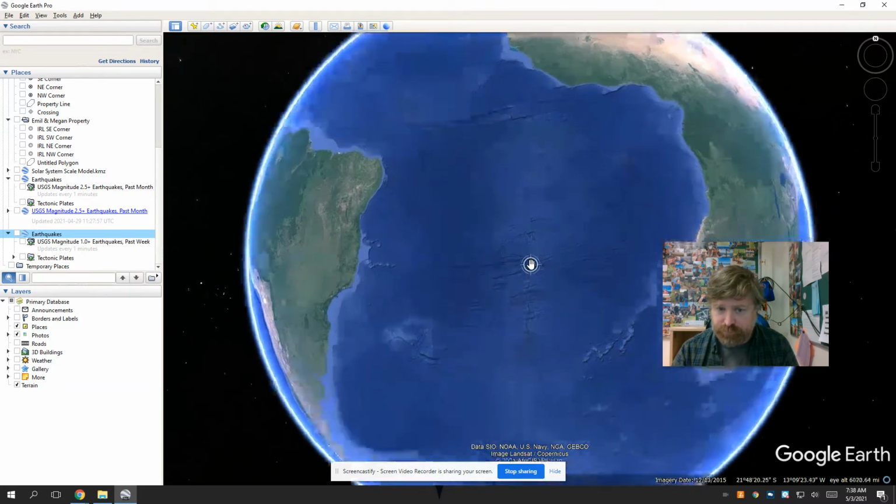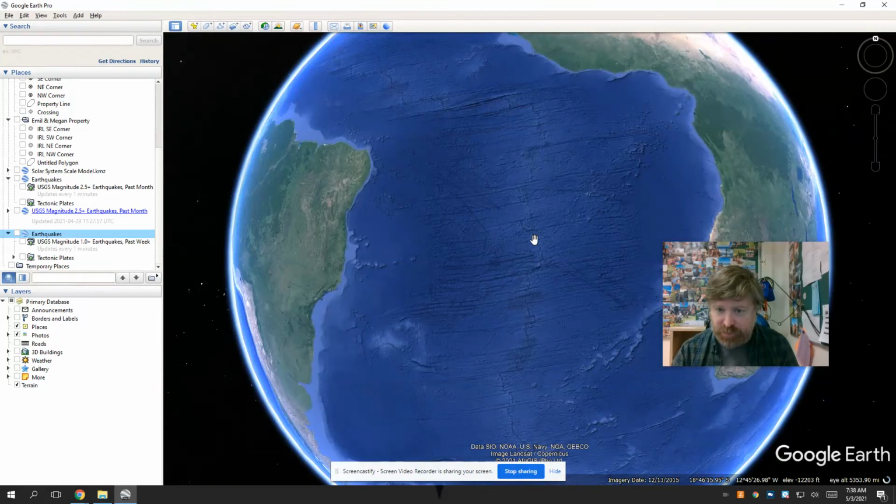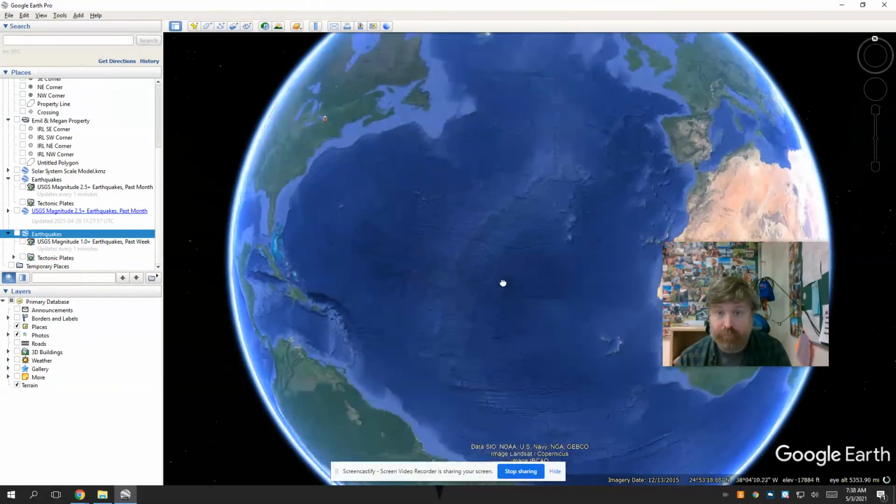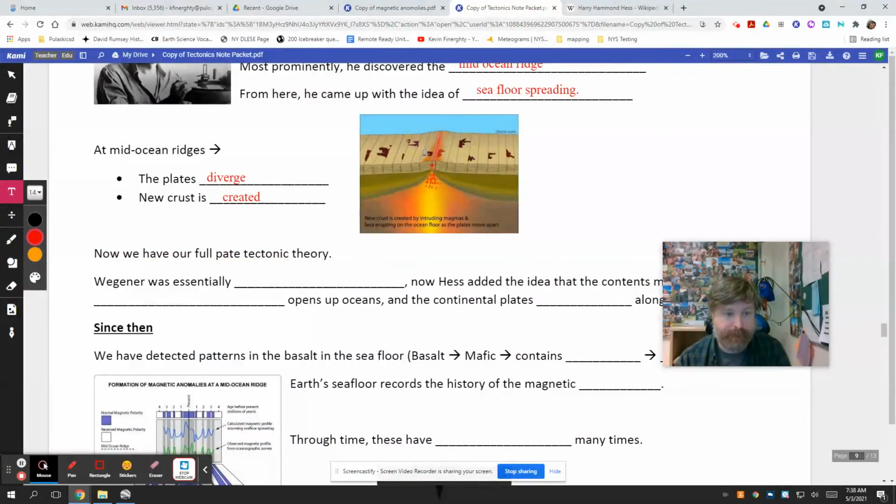So at this place, new crust is created, and it slides outward, and it slides outward. Out towards the edges would then be the oldest ocean crust, which is about 200 million years old. Cool?